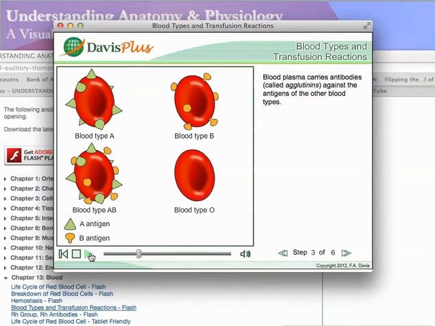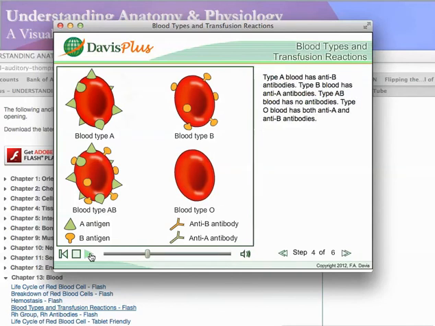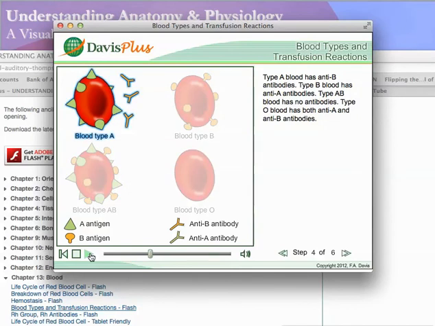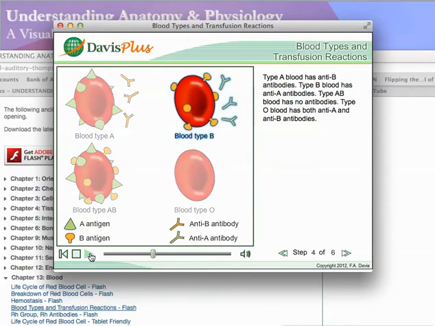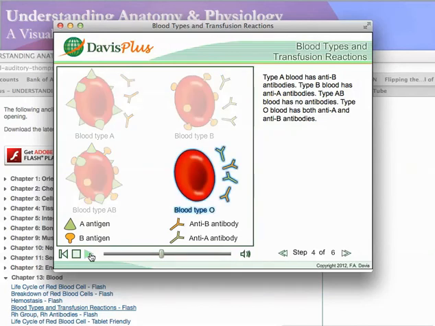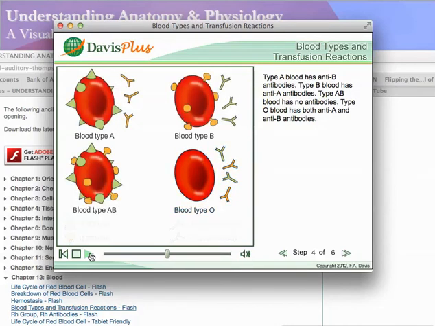Blood plasma carries antibodies, called agglutinins, against the antigens of the other blood types. Type A blood has anti-B antibodies. Type B blood has anti-A antibodies. Type AB blood has no antibodies. Type O blood has both anti-A and anti-B antibodies.